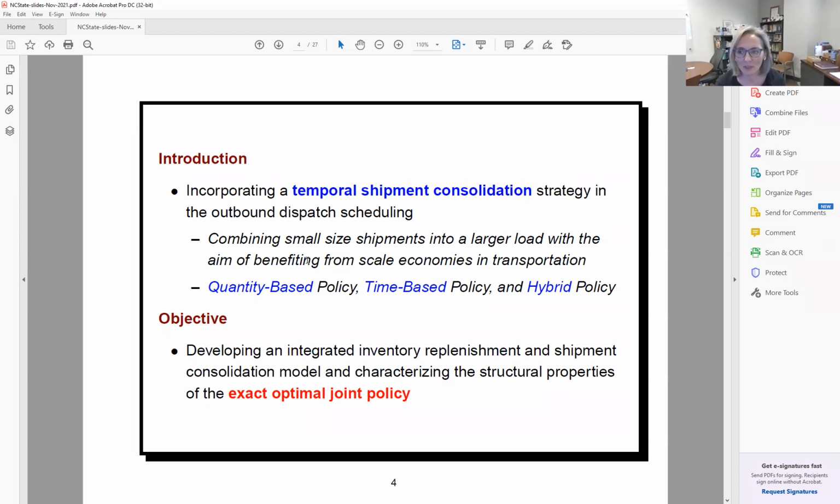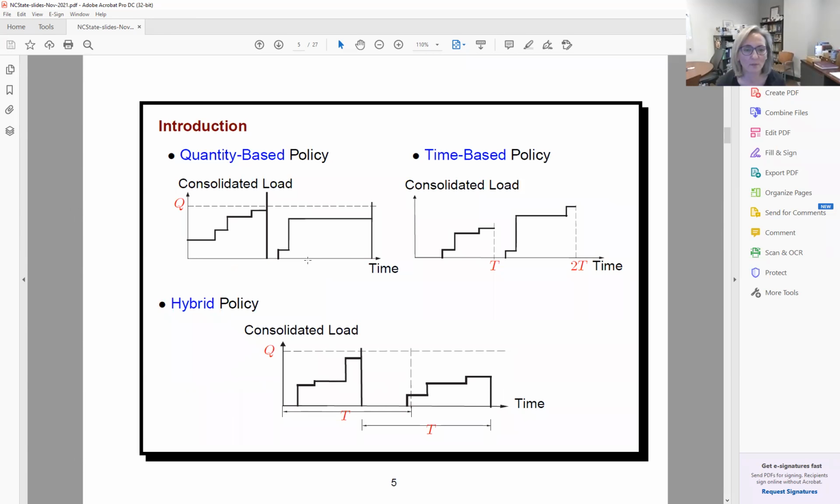But before that, let me reiterate the objective of the presentation today. The objective of the presentation is to introduce an integrated inventory replenishment and shipment consolidation model to you all, and to characterize the structural properties of the exact optimal joint policy in order to illustrate the interplay between inventory and shipment consolidation decisions. So what are quantity-based, time-based, and hybrid policies when it comes to shipment consolidation applications?